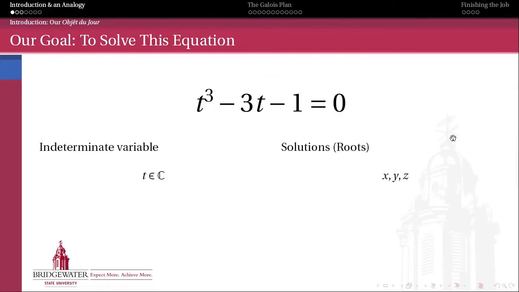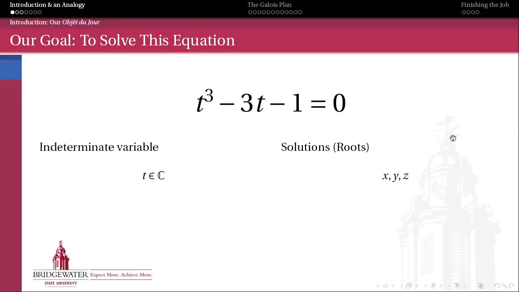T to the third minus 3t minus 1 is equal to 0. So I'm using t as my indeterminate variable. My students sometimes ask me why I'm so fond of t in this role. Well, one of the reasons is that if I use t as my indeterminate, then I can keep other familiar letters like x, y, and z. I can keep x, y, and z reserved for the roots.